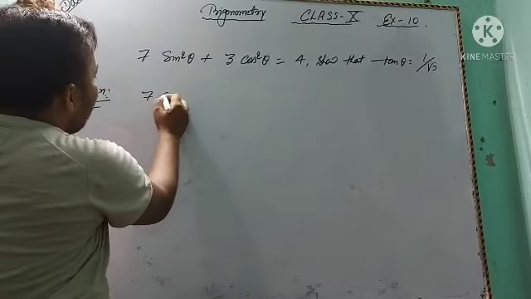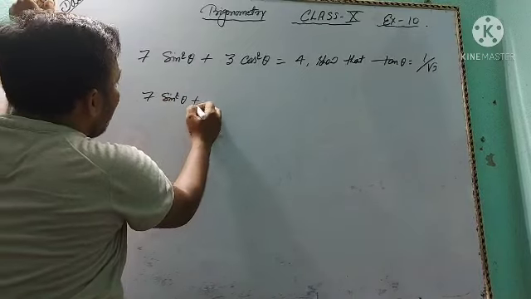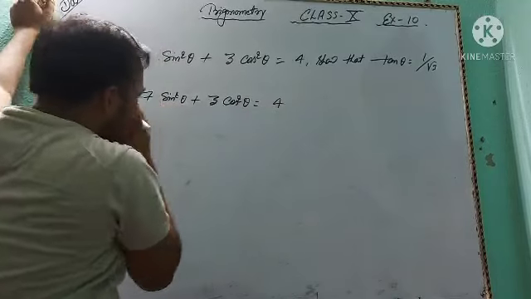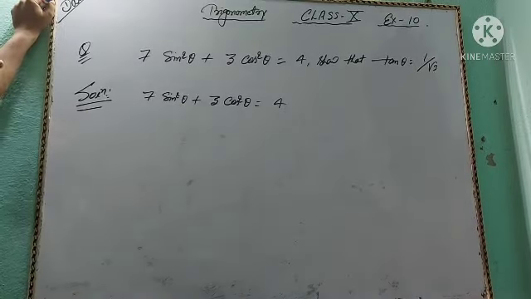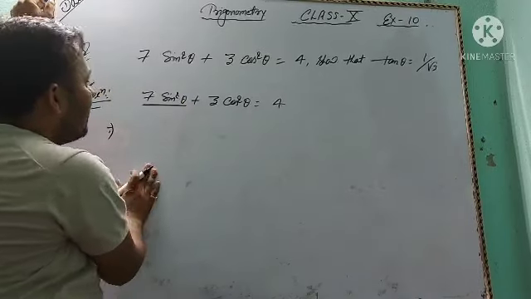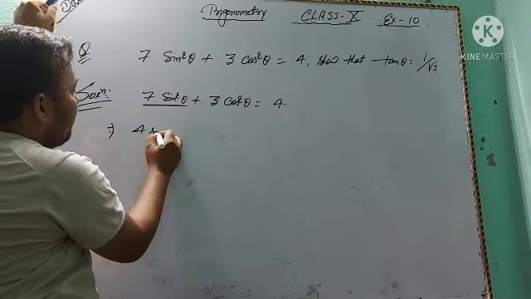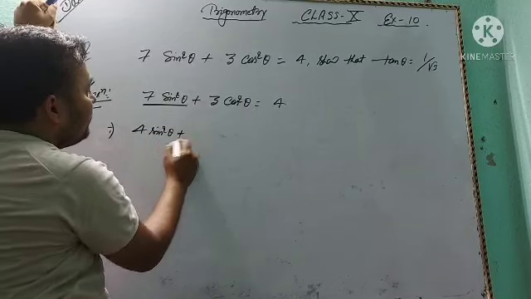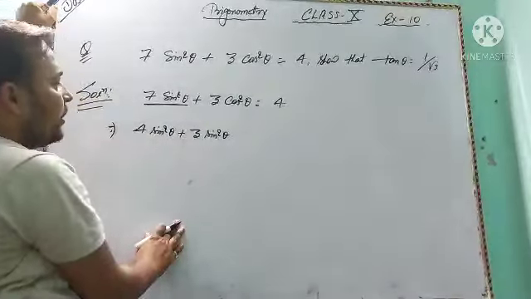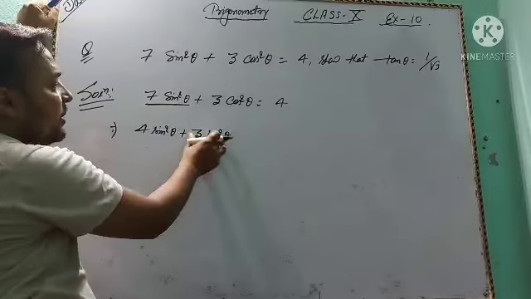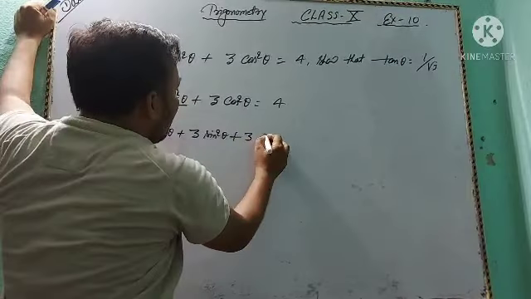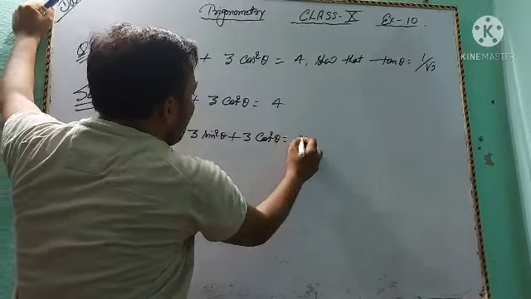Given: 7 sin square theta plus 3 cos square theta is equal to 4. Okay, for students, write 7 sin square theta as 4 sin square theta plus 3 sin square theta. So 4 sin square theta plus 3 sin square theta is 7 sin square theta, and plus 3 cos square theta is equal to 4.